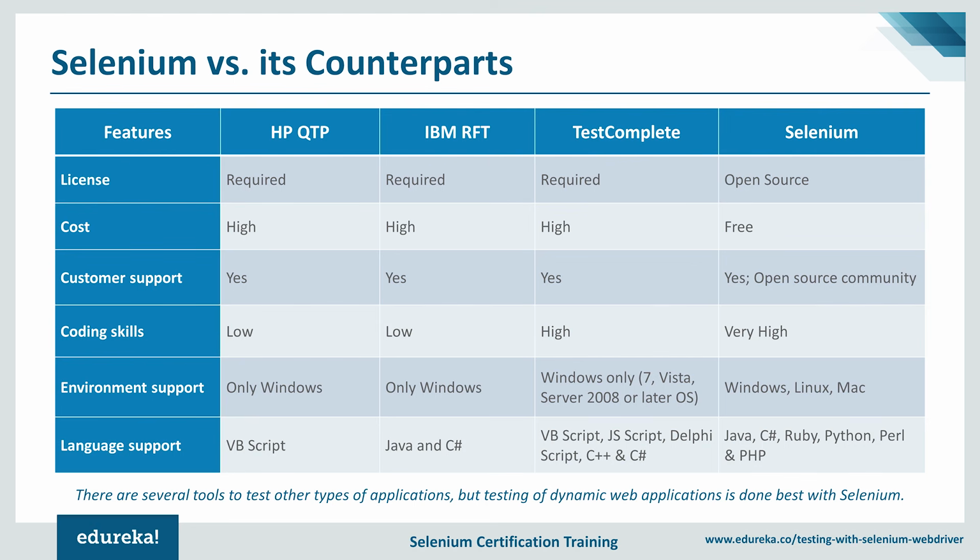So QTP, RFT, and Test Complete are also automated testing tools and are among the very best based on industry standards. QTP stands for Quick Test Professional and RFT stands for Rational Functional Tester. I've gone ahead and put them all into a table so that it's easy for us to compare. Now the first feature we're looking at is license. QTP requires you to be licensed by HP, similarly RFT by IBM and Test Complete by Smart Bear Software. But Selenium is an open source tool and does not require a license to be used.